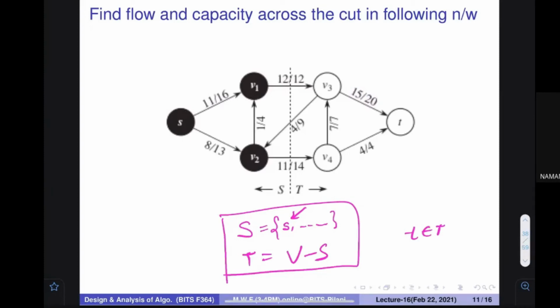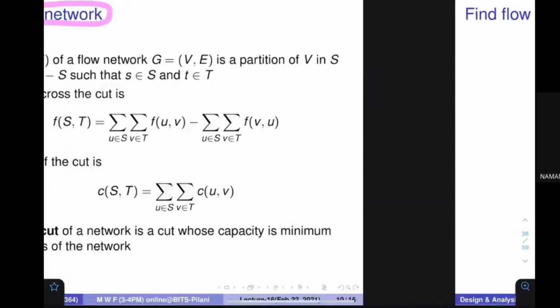Okay, I'm going to say that S is equal to small s and V3. Is it a cut? You know what T is. T is just V minus S. Is it a cut? Yes or no? Yes, it is a cut. I have not told any other condition. As long as small s is there in S and a few more are there, even if nothing else is there, that is also fine with me. As long as s is in S and t is not inside it, I'm okay with this S, and T we can similarly define. This kind of division is called a cut.